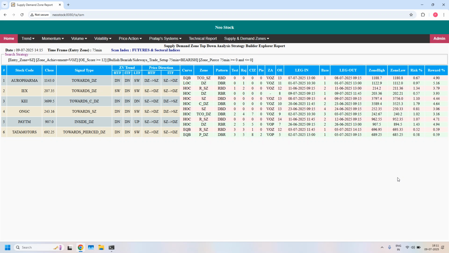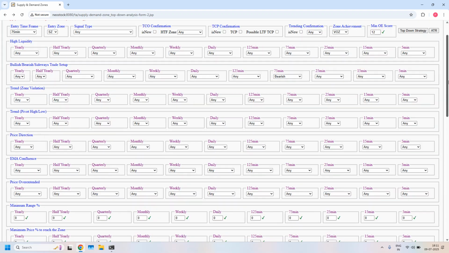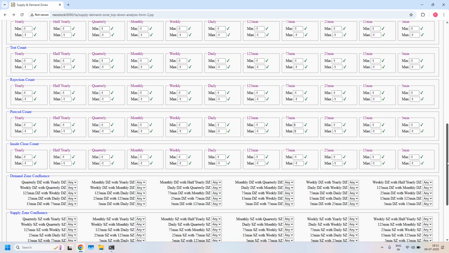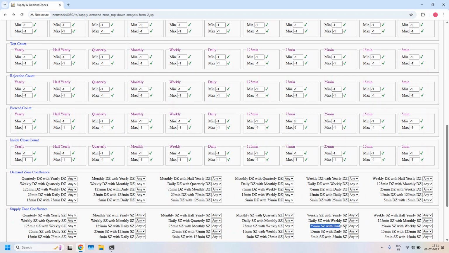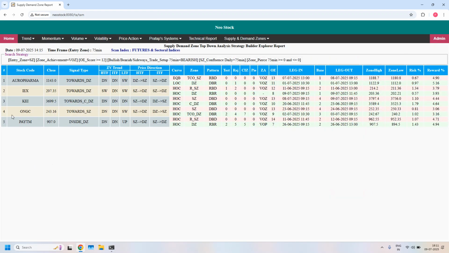Out of these 6, let us further filter for finding the high probability trade setup supported zones. First filter I am setting is supply zone Confluence. That is 75 minute supply zone with daily supply zone Confluence. So with this filter we got 5 stocks. In all the 5 stocks, these 75 minute supply zones are overlapped with daily supply zone. And daily trend is a downtrend in all the stocks.